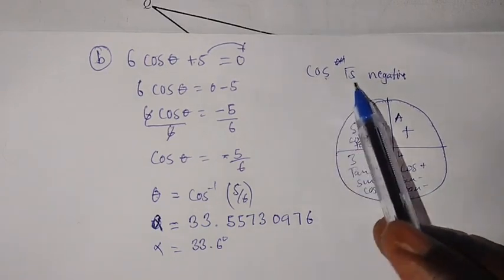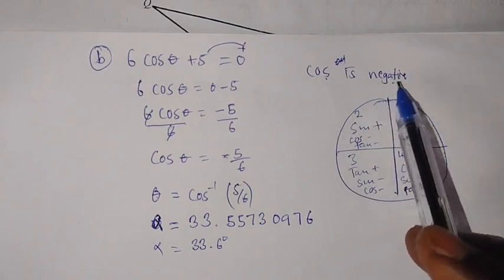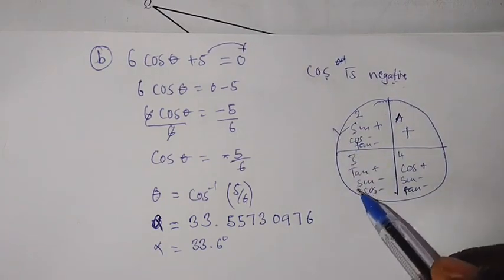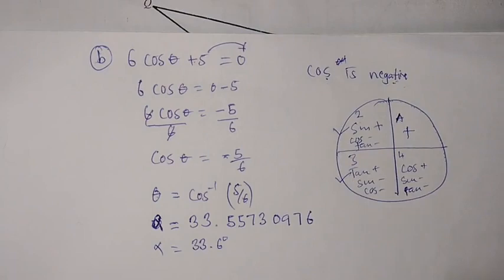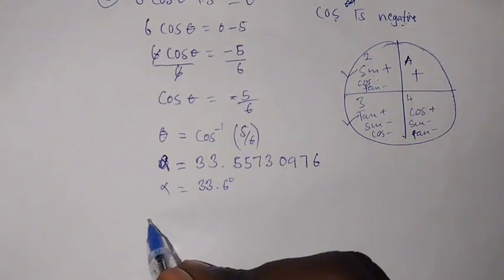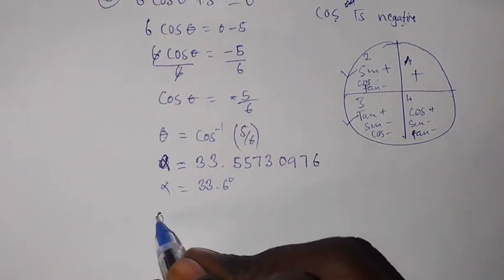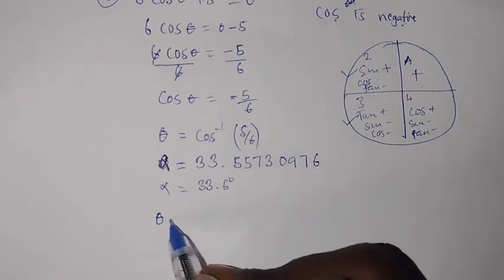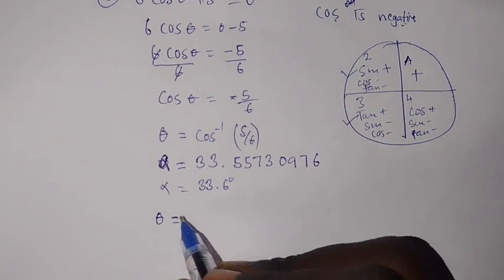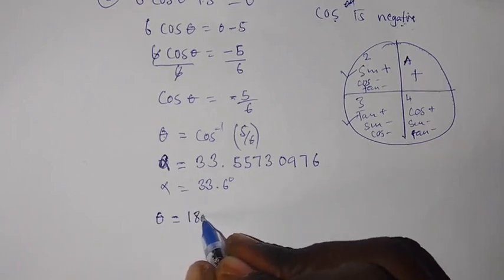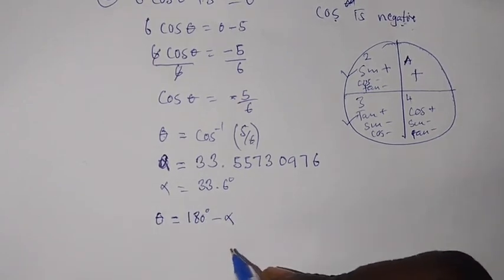Now I said that this cos is negative, so we need to look for the quadrants where cos is negative. Cos is negative in the second quadrant and in the third quadrant. That is where the cos is negative. So if you want to find the value of theta now, you are going to say theta is equal to... In the second quadrant, we have said cos is negative, so there is this formula: 180 degrees minus the basic angle.